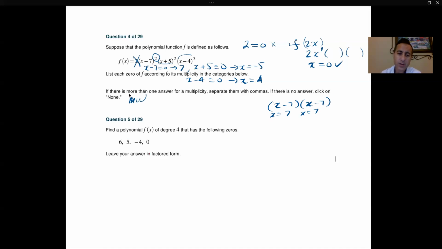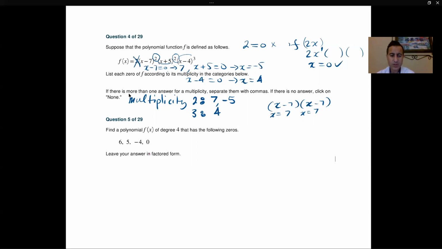So for the multiplicity 2, there is a 7. The second one is negative 5. It also has a multiplicity of 2. Multiplicity of 3, there is a 4. We don't have any 0, that's multiplicity of 1, right? That's it. So this allows us to understand the zeros and their multiplicities, because later on we're going to use them in the graphs.